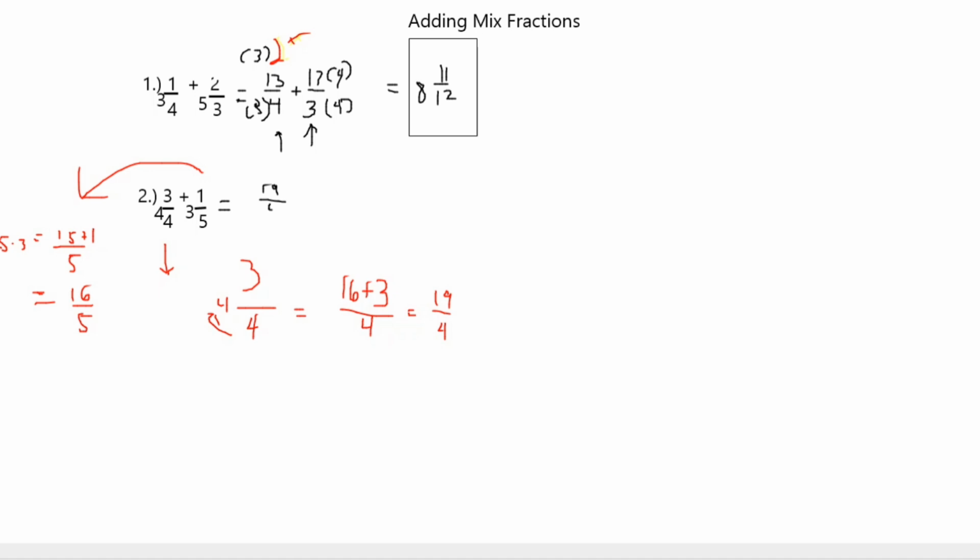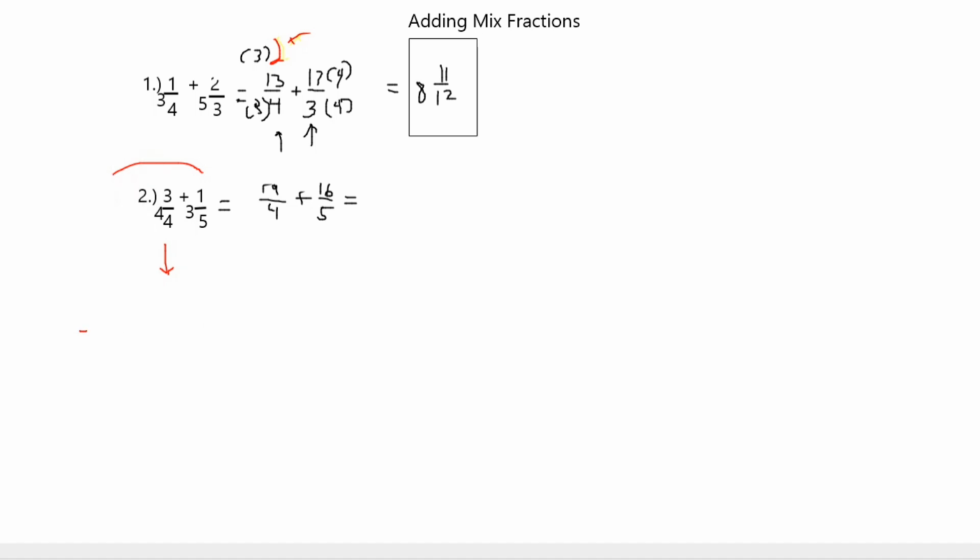So let me just rewrite my things. So we have 19 over 4 here plus 16 over 5. So now we cannot add that. As you can see, we cannot add it. So we're going to use our technique again. First, let's look at the first fraction, look at its denominator, and multiply it to the second fraction. So we see 4. So 4, we multiply it to the second fraction, to both the numerator and denominator.